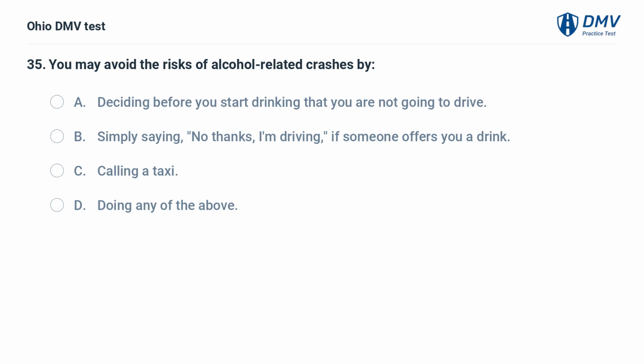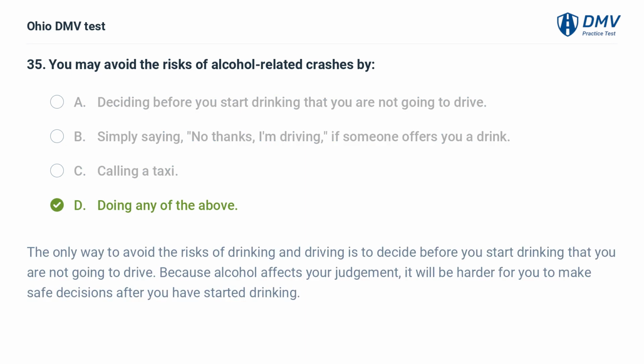You may avoid the risks of alcohol-related crashes by: A. Deciding before you start drinking that you are not going to drive. B. Simply saying, "No thanks, I'm driving," if someone offers you a drink. C. Calling a taxi. D. Doing any of the above. D. Doing any of the above. The only way to avoid the risks of drinking and driving is to decide before you start drinking that you are not going to drive. Because alcohol affects your judgment, it will be harder for you to make safe decisions after you have started drinking.